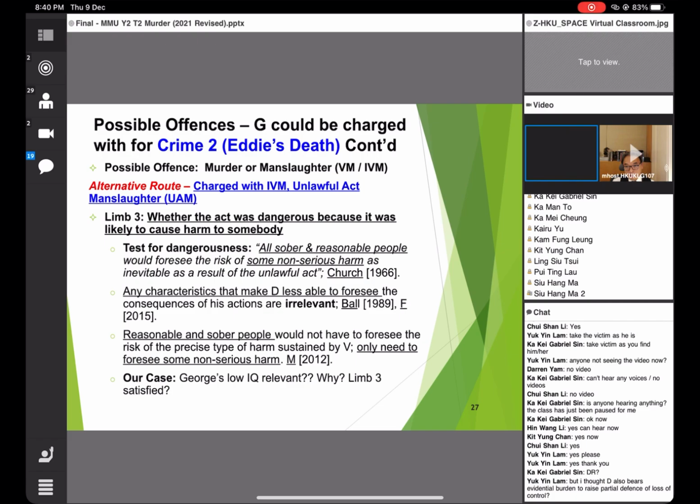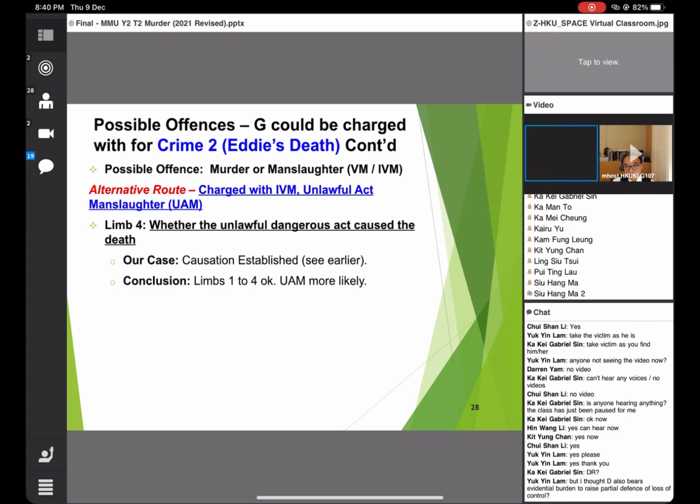Okay. And also M, let us look at that. Reasonable and sober people would not have to foresee the precise type of harm sustained by V. It's a very low threshold. You just need to foresee some non-serious harm. So stamping on the head, of course, there will be some harm. Okay, that would be fulfilled. So in actual fact, limb number 3 is also fulfilled, I would tend to argue. All right. And let's go to limb number 4.